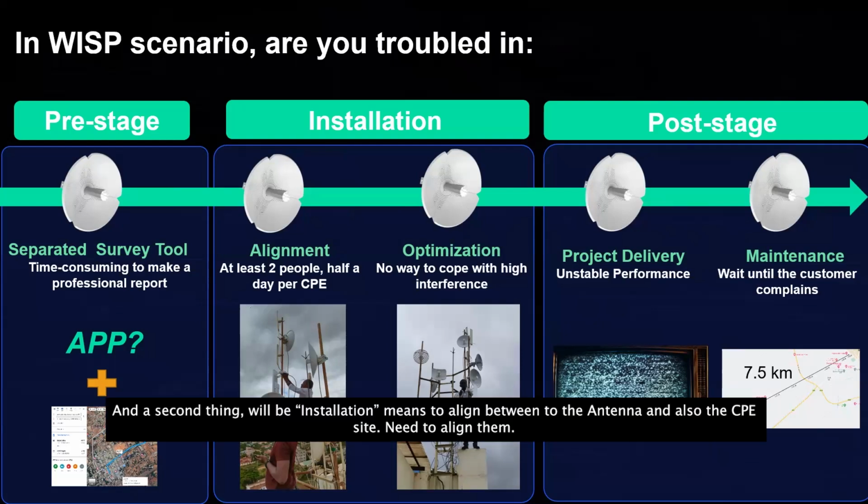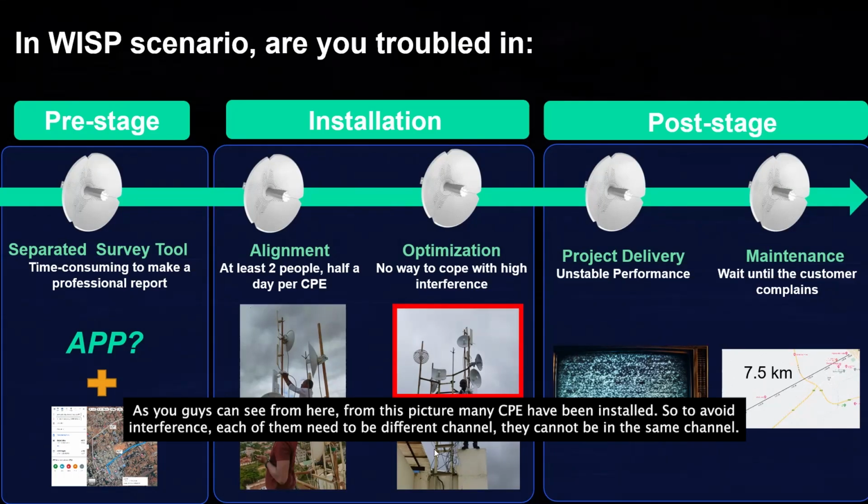The second stage will be installation. We need to align the antennas and also the CPE side. Next, we need to do the optimization, so we need to adjust the power and adjust the channel. As you can see from this picture, many CPEs are installed. To avoid interference, each of them needs to be on a different channel. They cannot be on the same channel.